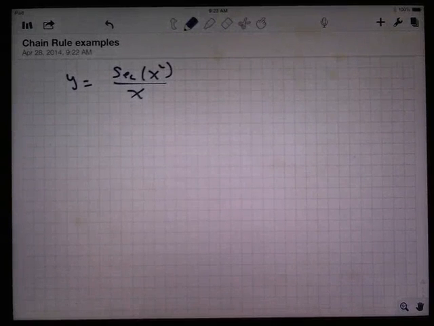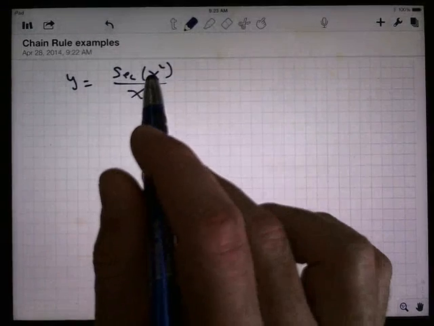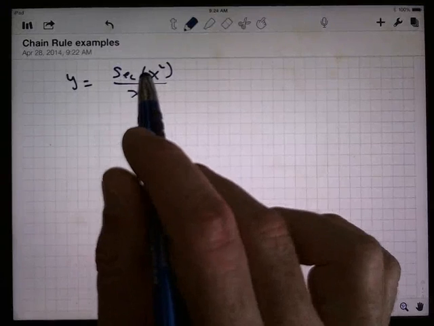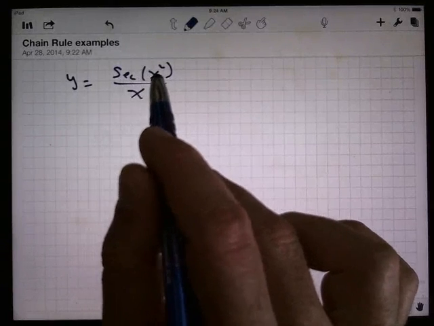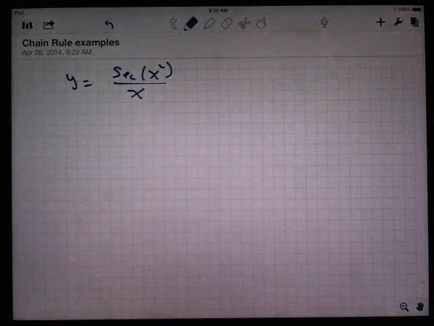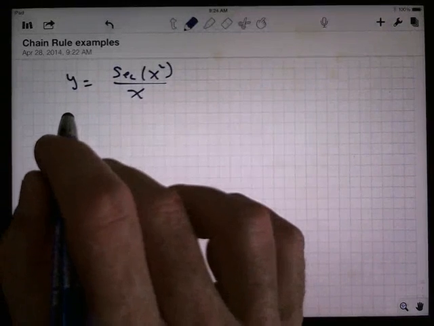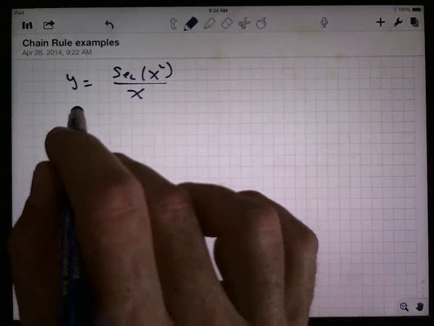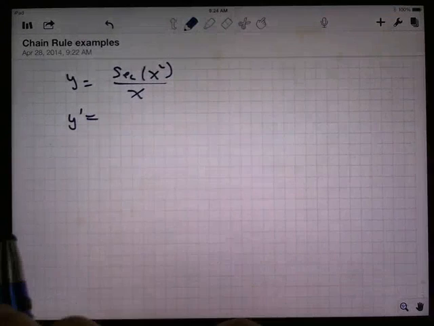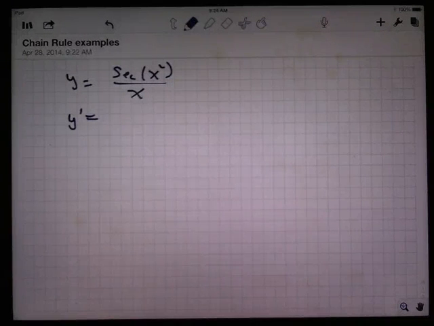Okay. Now, I see that I have one function inside of another. I've got a secant, and it's not just a secant of x, it's a secant of x squared. Now, to take the derivative, I've got to decide what derivative rule to use first. And if you're ever thinking what derivative rule to use first, and the rule you say is the chain rule, then that's wrong. Chain rule is like always the last one to use.